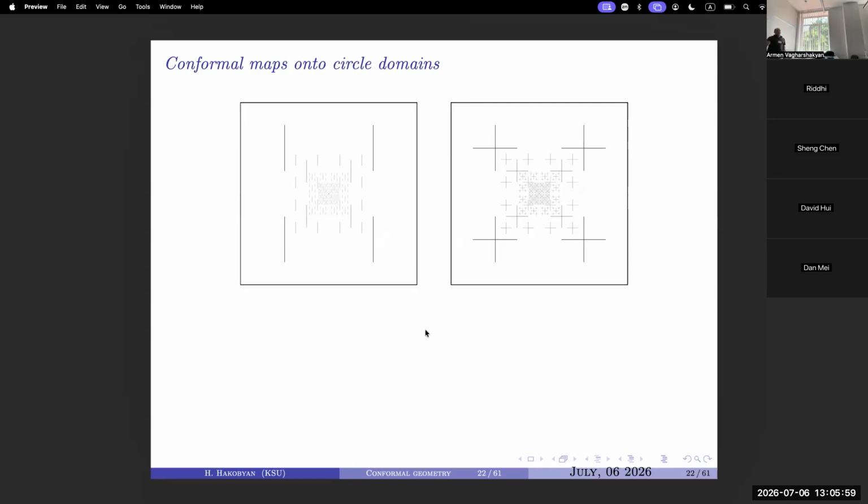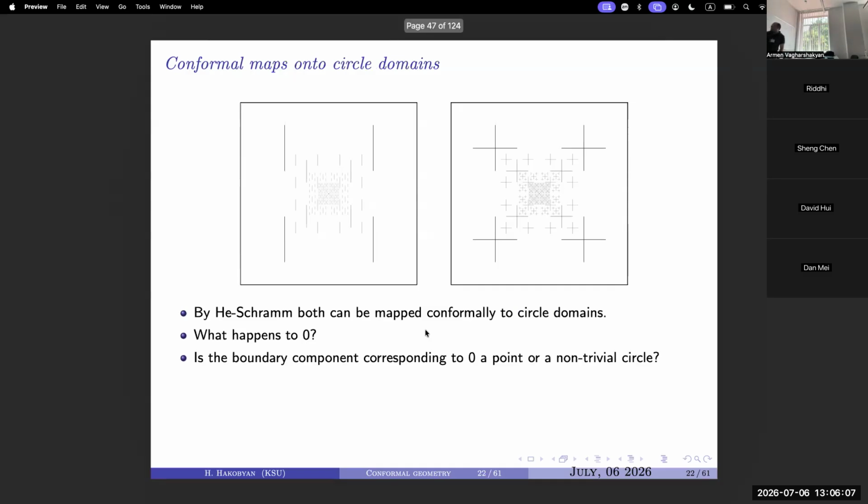Any guesses? These both can be mapped conformally to circle domains. What happens to 0: is the boundary component corresponding to 0 a point or a non-trivial circle? Can we use modulus to answer this? We did it in the previous case, so we can ask, can we use modulus? And the answer is no, we cannot.